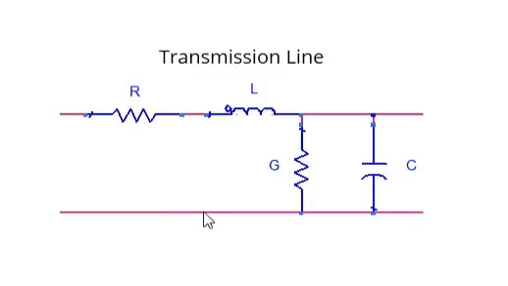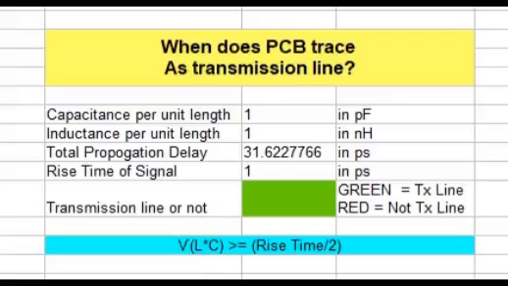the question that we are talking about, when should we treat that particular trace as a transmission line and start applying all the high speed design principles, is understood by a simple formula. Okay, let us look at the formula. So here is a simple formula to determine whether the PCB trace acts as a transmission line or not.